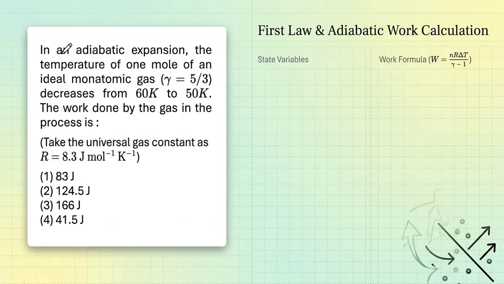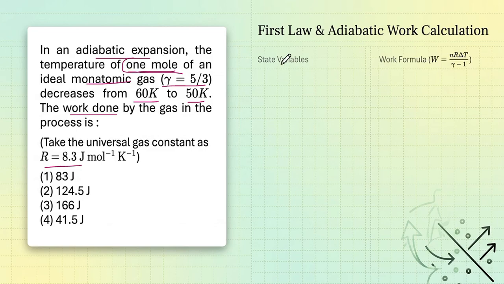The question is: in an adiabatic expansion, the temperature of 1 mole of an ideal monoatomic gas, gamma is given as 5 by 3, decreases from 60 Kelvin to 50 Kelvin. So the work done in this process is, the value of R is given. Okay, so let's write down the values first.